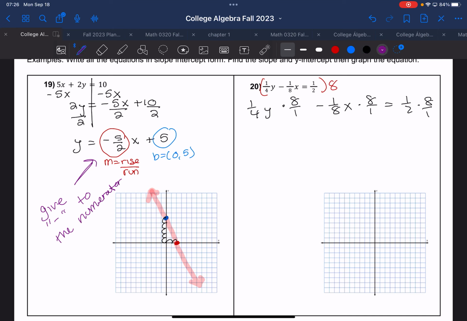Okay. On the diagonal on the first fraction, this 8 and this 4 can cancel to a 2 and a 1 if we divide both by 4. On the next fraction, these 8s cancel out completely, and I'm left with just 1 in their place. Okay. What about this last one? On the diagonal, we have an 8 and a 2, so that's going to reduce to what? A 4 and a 1. So now if I multiply across, I get 2y minus x equals 4.